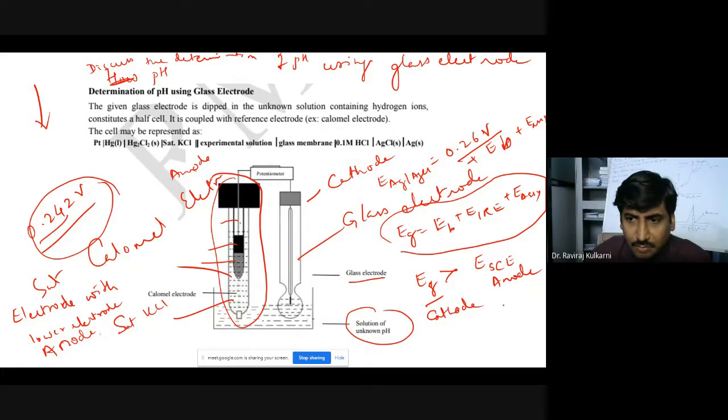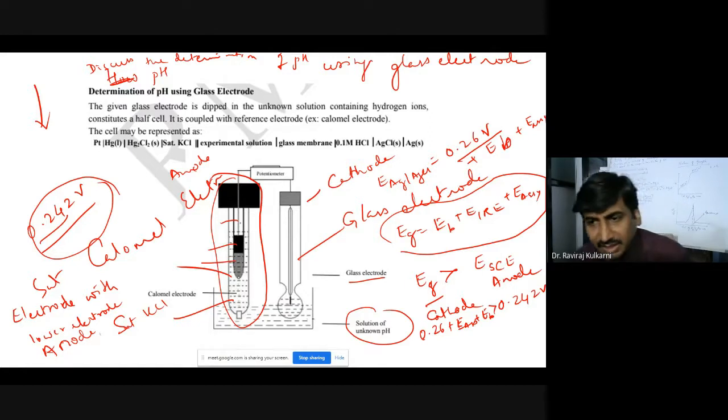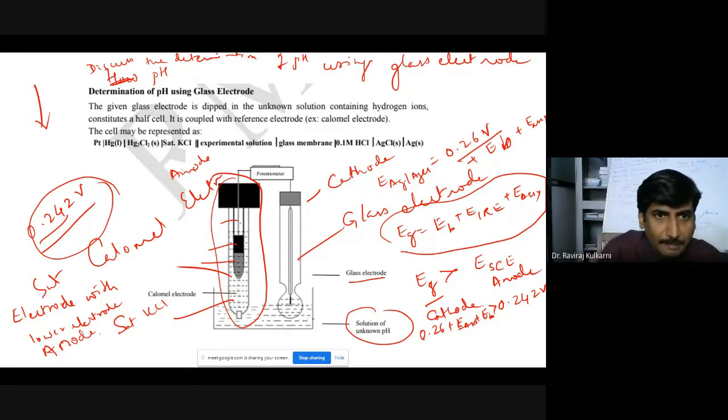So it has got how much? 0.242 volt. And this has got 2.26 plus E asymmetry plus E boundary potential. So definitely it is much greater than the saturated calomel electrode. The given glass electrode dipped in the unknown solution containing H plus ions constitutes a half cell. Half cell means electrode; an electrode is also known as a half cell.